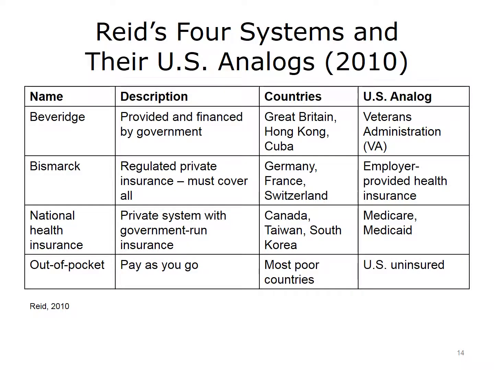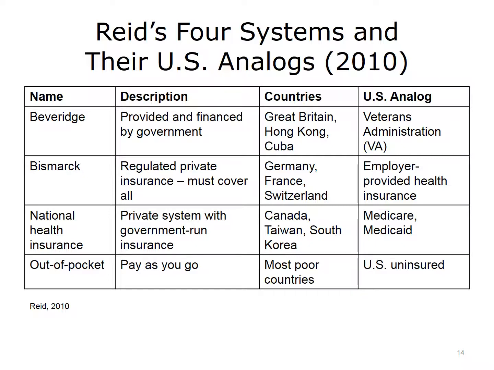Oftentimes, the coverage is tied into employment, and the major example of the Bismarck model is Germany, where Bismarck was from, although France, Switzerland, and many other European countries use this model. While we don't have this model exactly in the U.S., the employer-provided health insurance that most who are employed have is the closest example of the Bismarck model in the U.S.